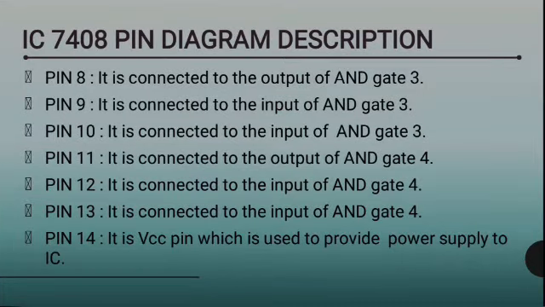Pin 8 is the output of AND gate 3 and pin 9 and pin 10 are the inputs of AND gate 3. Pin 11 is the output of AND gate 4 and pin 12 and 13 are the inputs of AND gate 4. Pin 14 is the VCC pin which is used to provide power supply to the IC.